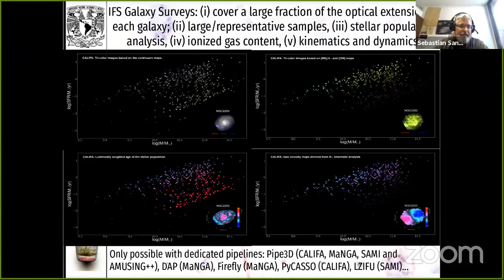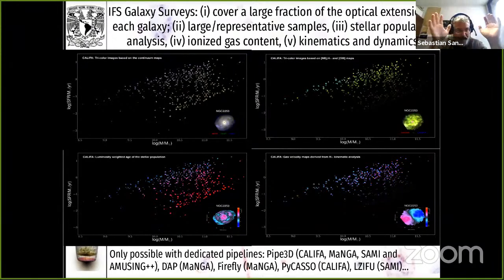For a study to become an integral field spectroscopy galaxy survey, obviously it has to use integral field spectroscopy. It has to cover a large fraction of the optical extension of each galaxy, as much as possible. It should cover a large and representative sample of galaxies. It should be able to explore the stellar population and ionized gas content in these galaxies and provide information on dynamics.